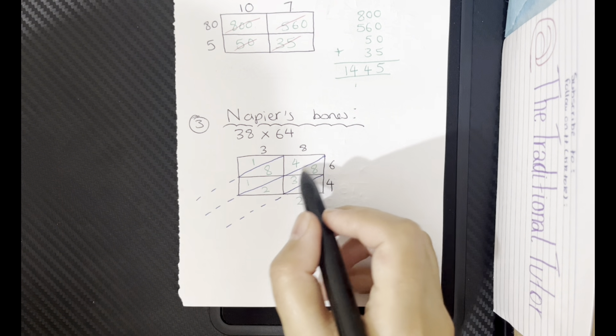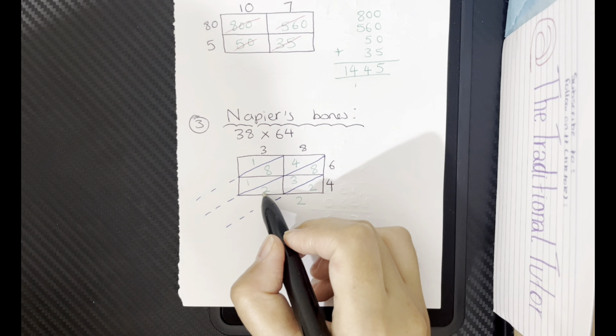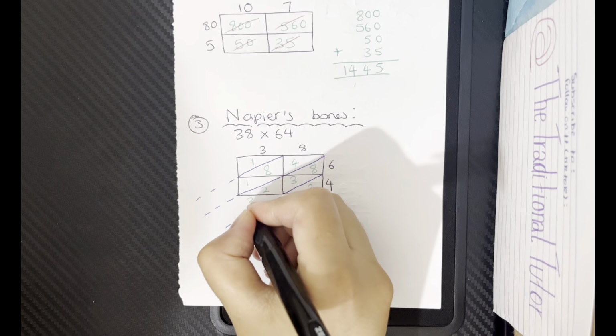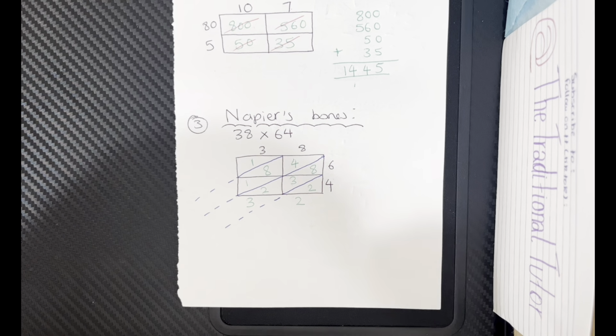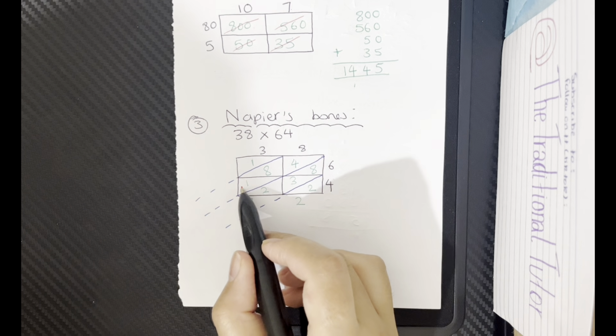And here in this big diagonal, okay, I've got 8 plus 3 plus 2. So therefore that gives me 13. So I'm going to put a 3 down here and carry my 1 over to the next diagonal. Okay, so I've just put the 1 there.